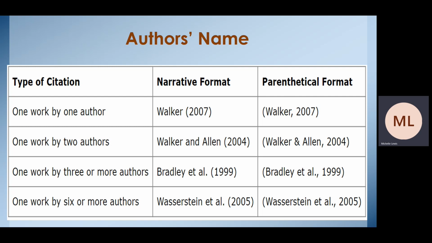One work by two authors. The narrative format, Walker and Hallin, in brackets, 2004. That's the year of publication. For the parenthetical format, the authors and year of publication are all in brackets. Work by 3 or more authors.